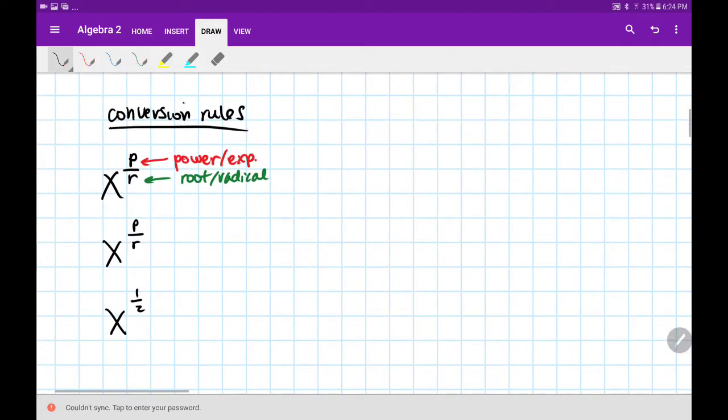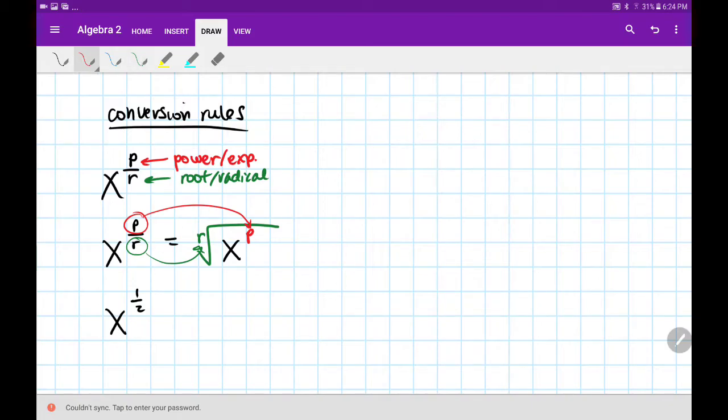This is what I mean. If I want to rewrite this, x to the p over r, well, the denominator or the root would come out here as part of this root symbol, and then x would remain to the power of p. So you see that the numerator stays the power and the bottom becomes the root.